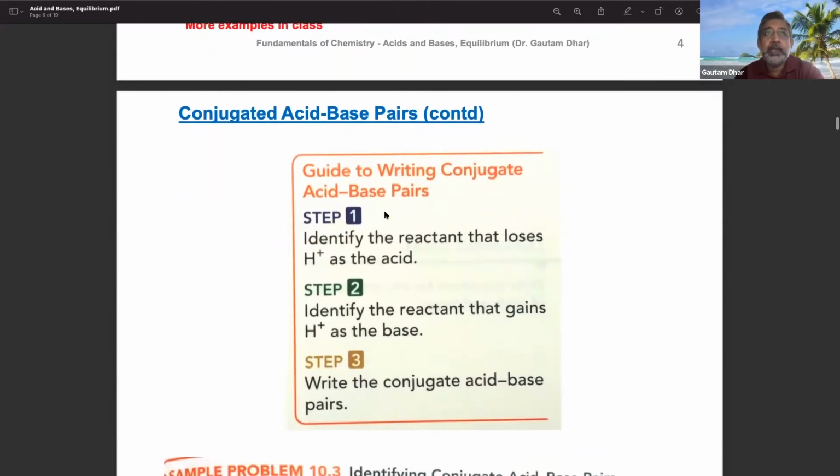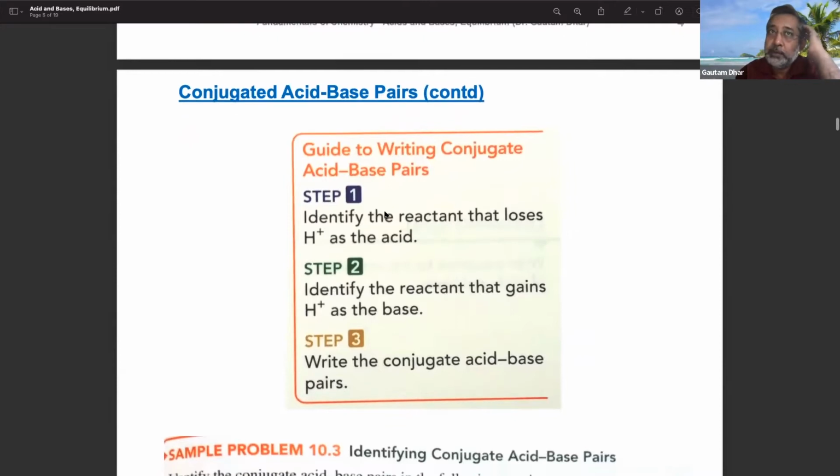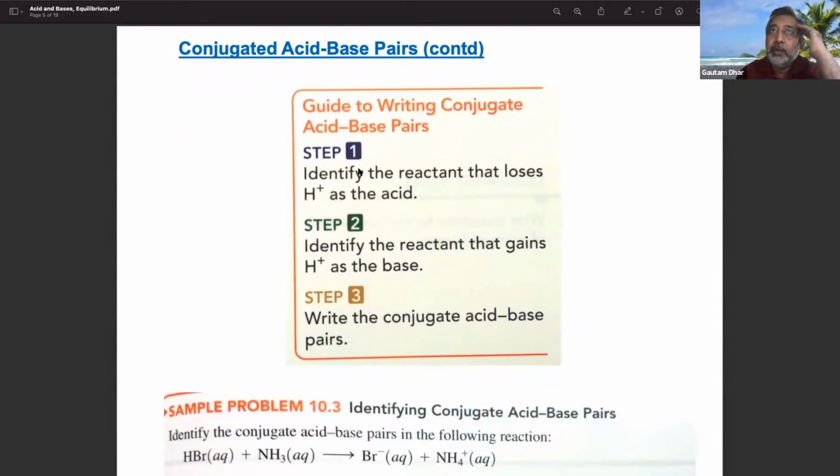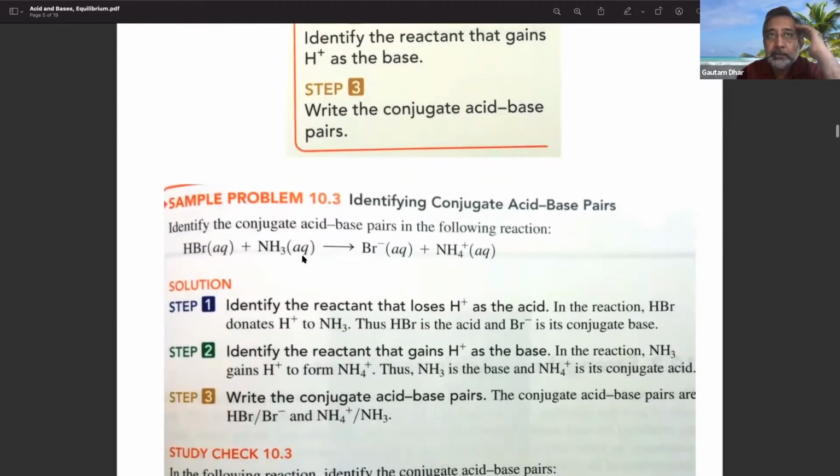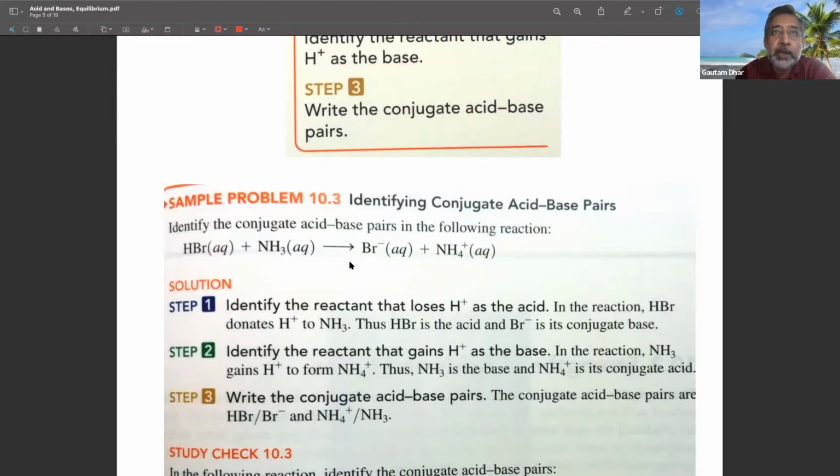So these are conjugate acid-base pairs. You have to first identify the reactant that loses H+, and identify the reactant that gains the H+, and then write the conjugate acid-base pair. Like if you are given an example like this, first look at them closely. So HBr becomes Br-. They are related by loss of a proton. So HBr and Br- are a conjugate acid-base pair. The acid is the HBr and the conjugate base is the Br-.